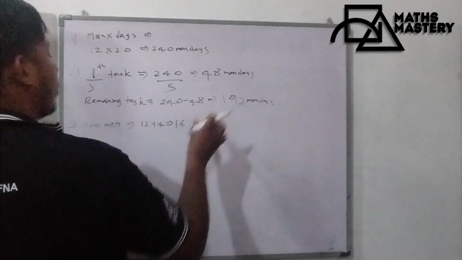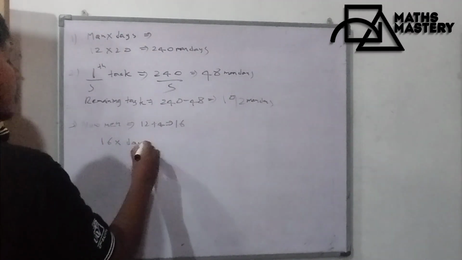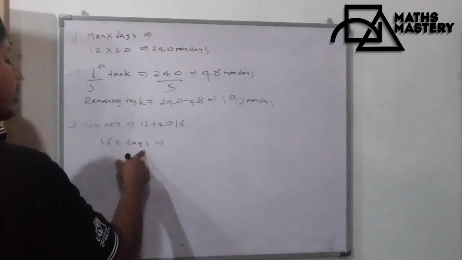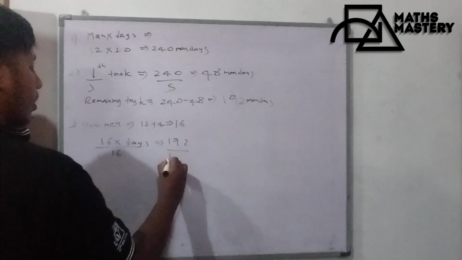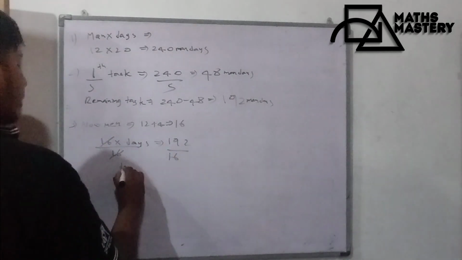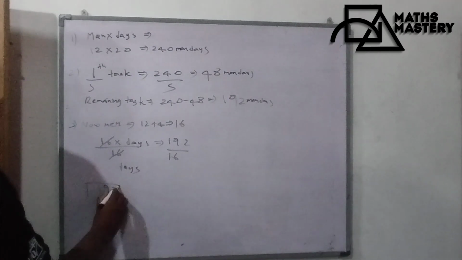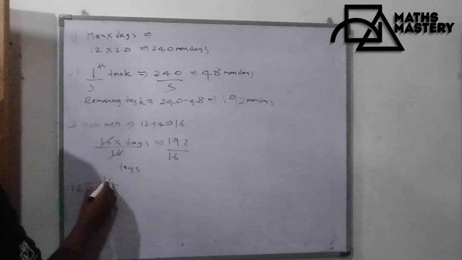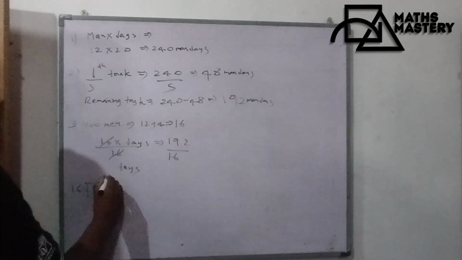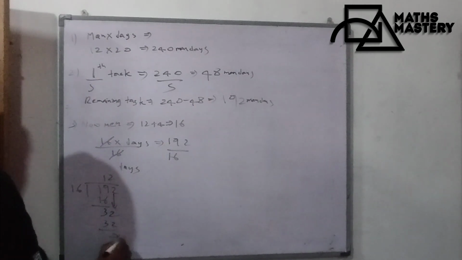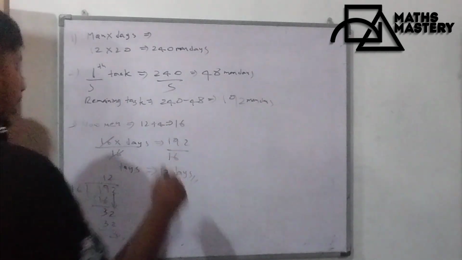So for this you are going to calculate the number of days. 16 multiplied by days, because this is a man days type question. Now 16 into days is equal to 192. You divide by 16 to get the number of days. Let's divide and see. 16 times 1 is 16. 19 minus 16 is 3. You bring this 2 here. 16 times 2, the answer is 0. So altogether, they take 12 days to complete the remaining task.